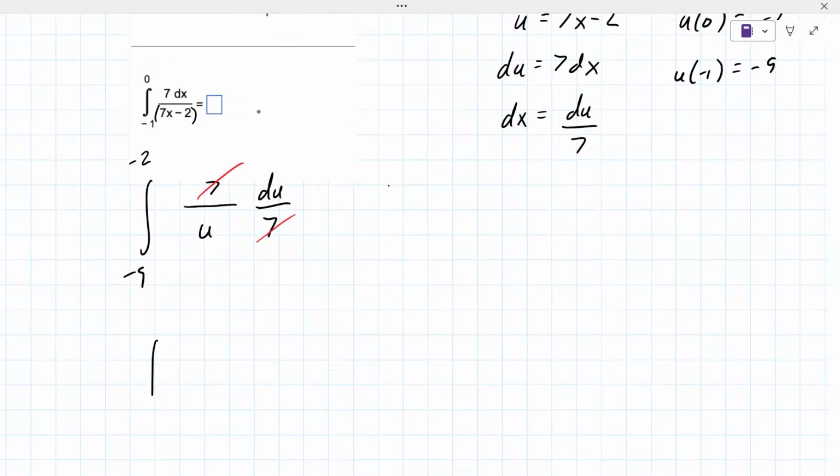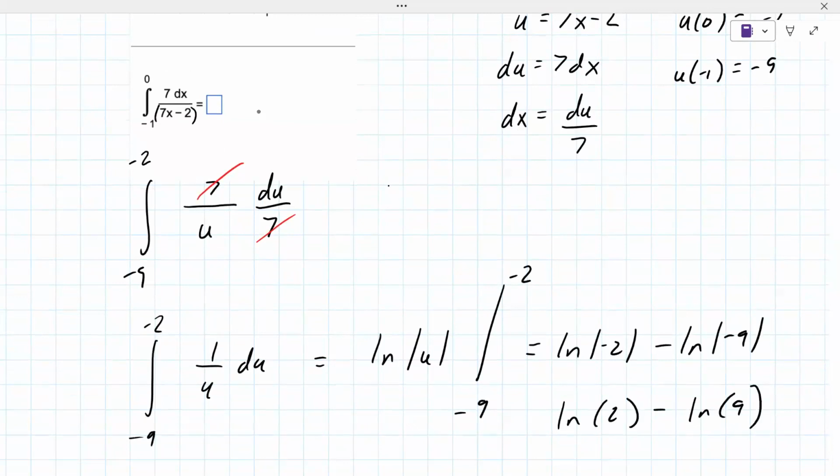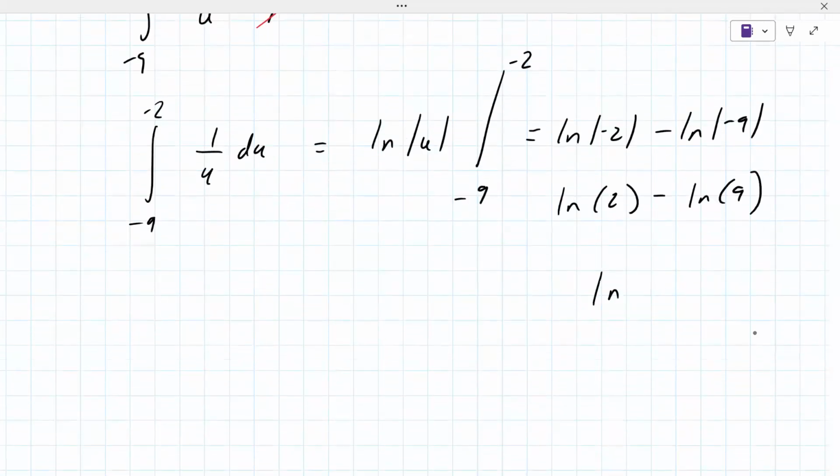So this becomes the integral from -9 to -2, 1 over u du, which is the natural log absolute value of u, evaluated from -9 to -2. Natural log absolute value of -2, minus natural log absolute value of -9, natural log of 2 minus the natural log of 9. And then if you want to be that A plus student, the difference becomes a quotient, and this is your final answer.